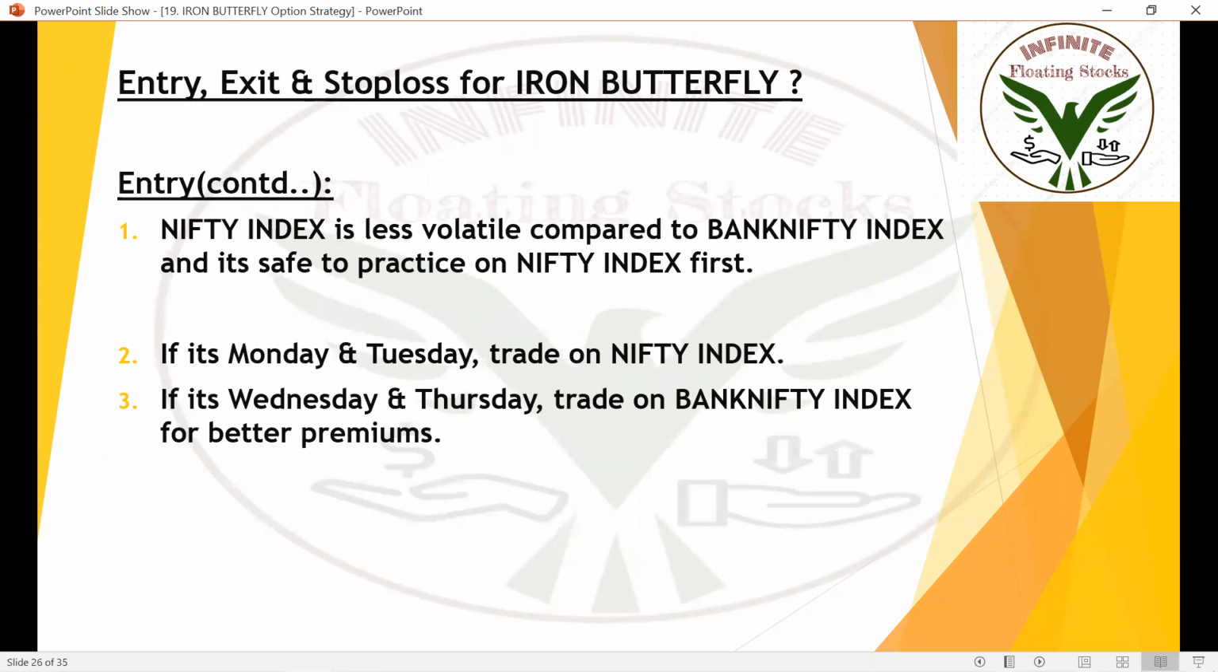Always try to implement it on the Nifty index first and then move on to Bank Nifty. It's good to implement the strategy on Nifty on Monday and Tuesday, and if it is Wednesday and Thursday, implement the strategy on the Bank Nifty index.